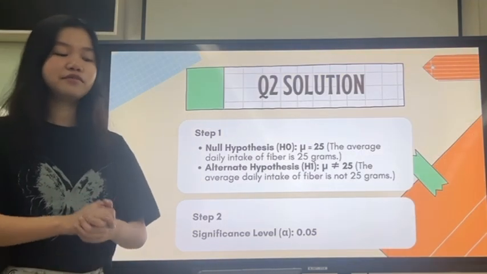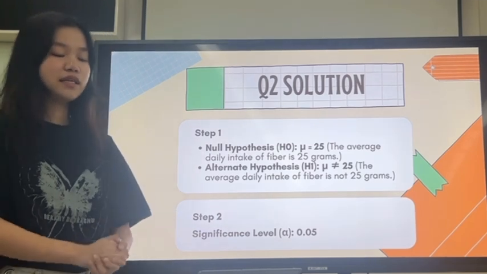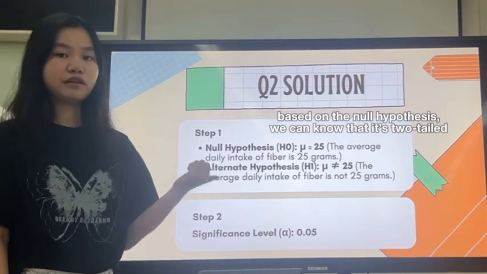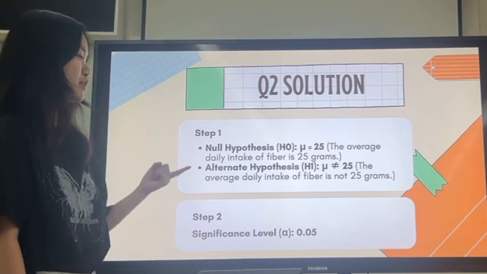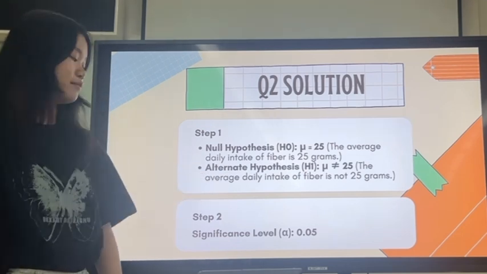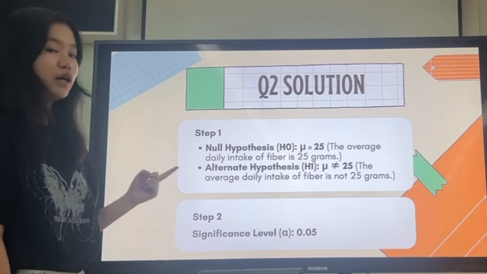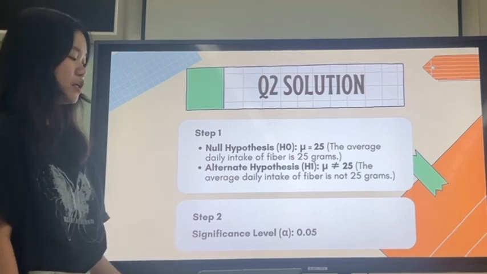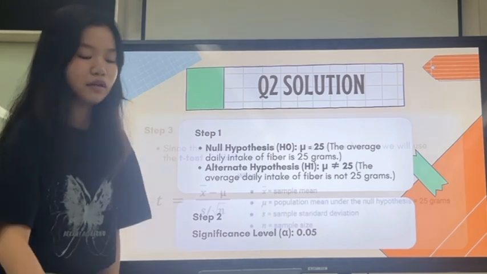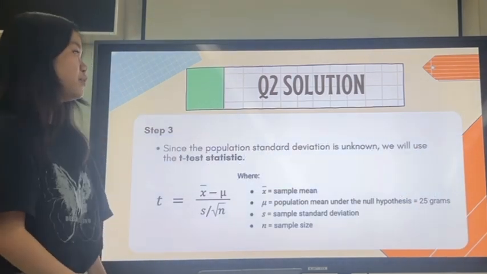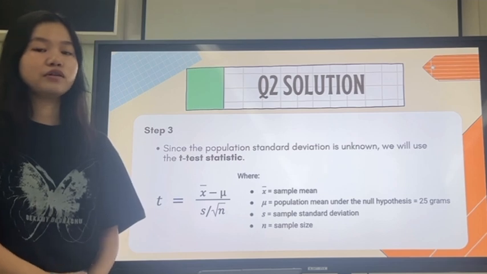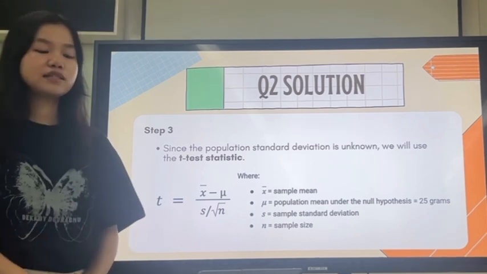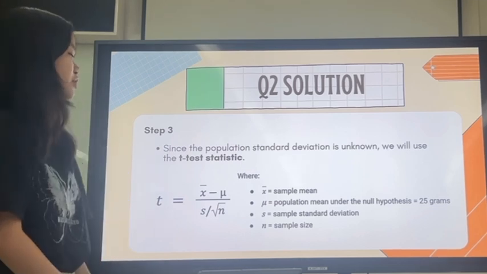For the first step, we state the hypothesis, which is mean equals 25, and the alternative hypothesis is mean not equal to 25. For step 2, like before, we state the significance level that is given in the case earlier, which is 0.05. For step 3, we decide whether to use the T-test or the Z-test. Since in this case the standard deviation is unknown, we use the T-test.